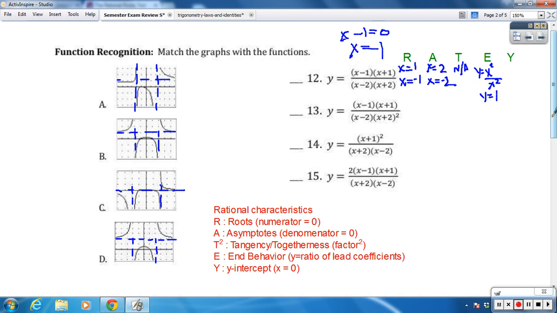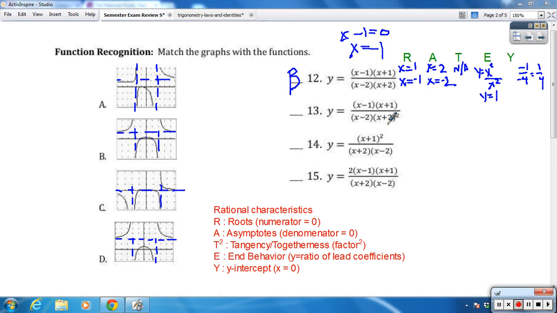Let's figure out the y-intercept though. The y-intercept is when x is 0. So if I put in a 0 for all my x's, I get -1 times 1 on top, so that's going to give me a -1 in the numerator. Then if I put in zeros, I have -2 times +2, that's going to give me a -4. So if I simplify it, I get 1/4. So if I go to B, it does appear that I'm crossing the y-axis slightly above, which is 1/4. So that tells me my answer to number 12 is B.